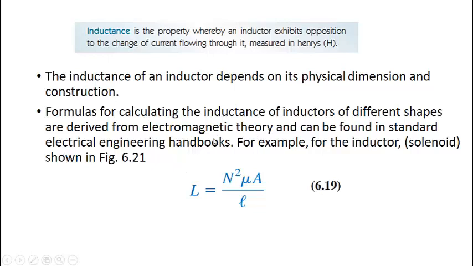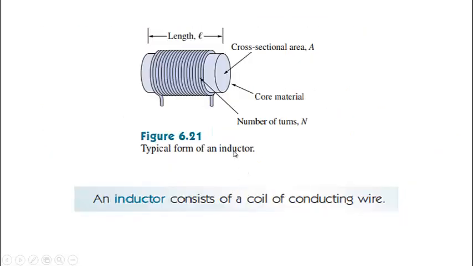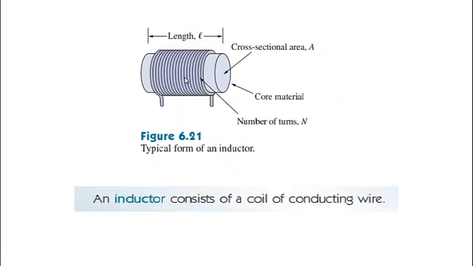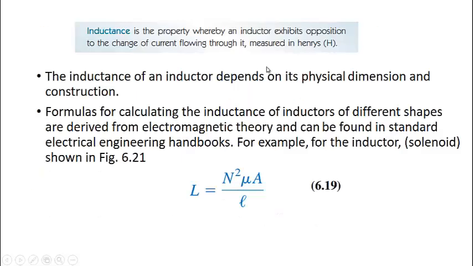The formula for inductance is given as n squared mu A by L, where n is the number of turns of this coil. Mu is the magnetic permeability of the core, A is the cross-sectional area of the core, and L is the length of the core. So it depends upon the number of turns, the length of the core, the core material, and the cross-section area of the core. That is what this equation means.